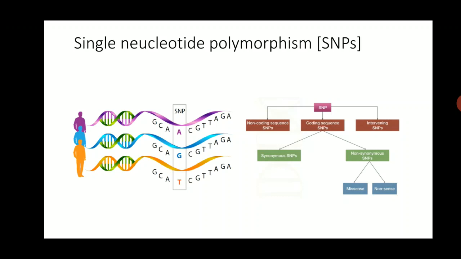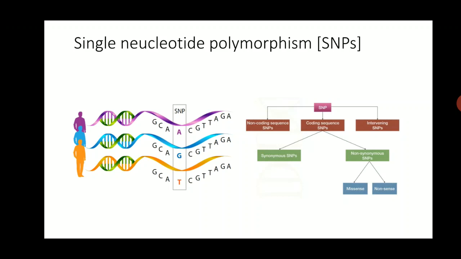More importantly, these single nucleotide polymorphisms or variations can occur in either the non-coding sequences, the coding sequences, or in the intervening sequences. If they are present in the non-coding sequences, they do not produce much effect, but when they are present in the coding sequences, they can give rise to different types of proteins in different individuals. These proteins may have similar or dissimilar function, making the two individuals distinct.